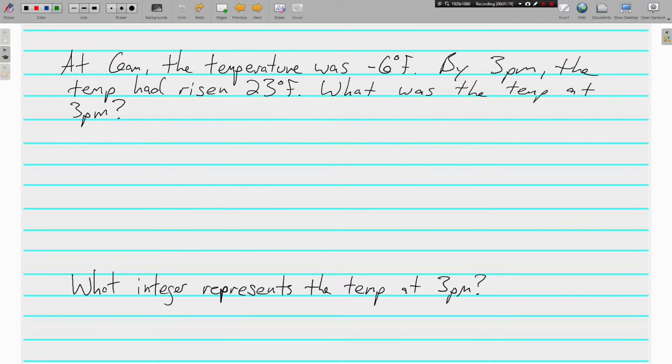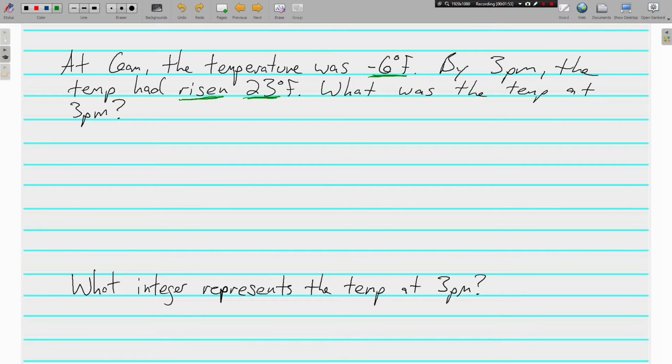All right. At 6 a.m., the temperature was -6 degrees Fahrenheit. By 3 p.m., the temperature had risen 23 degrees Fahrenheit. What was the temperature at 3 p.m.? All right. Keywords, important information. We know we've got a -6 degrees where the temperature started. And by 3 p.m. it had risen 23 degrees.